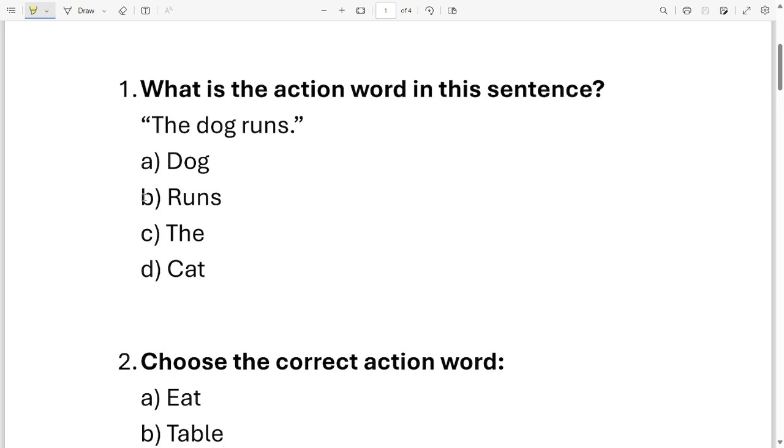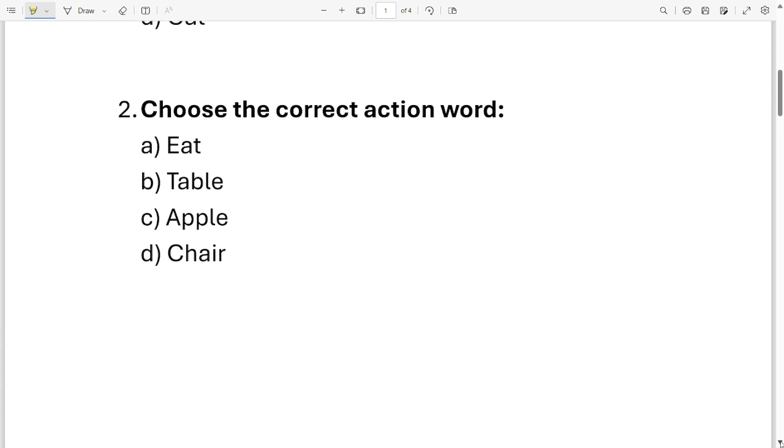Yes, you got it right, everyone. It is option B, runs. Let's move on to the next question and see what it is.